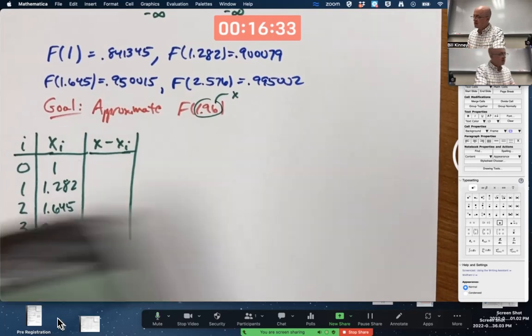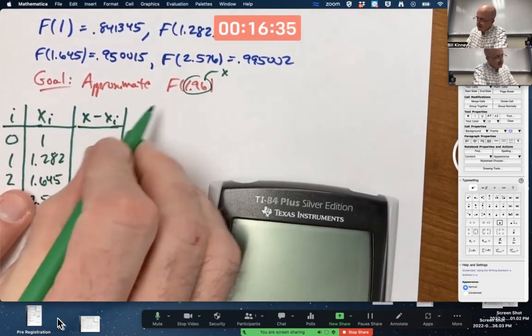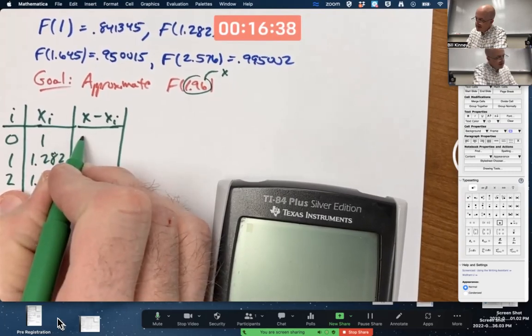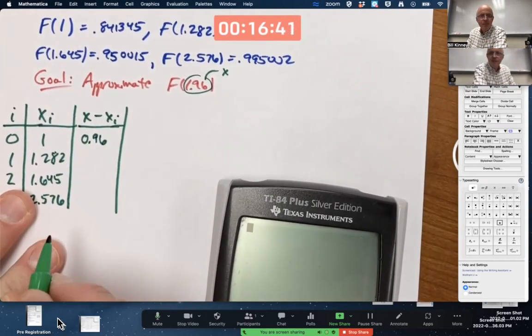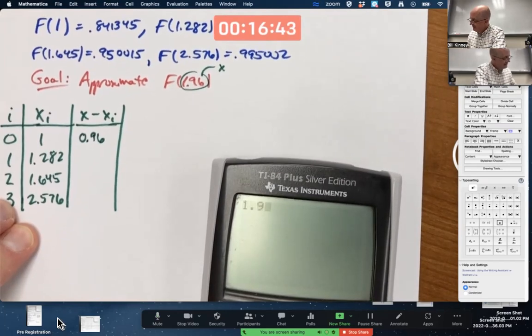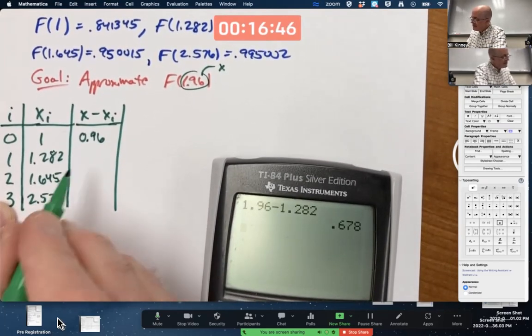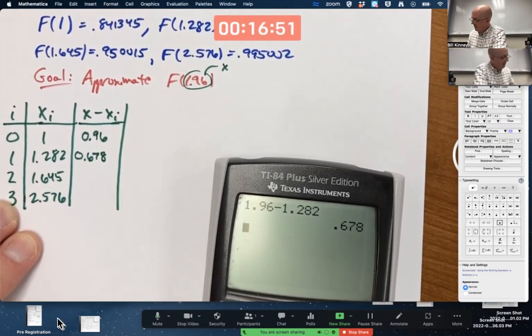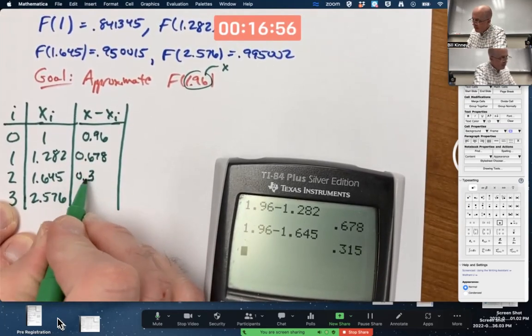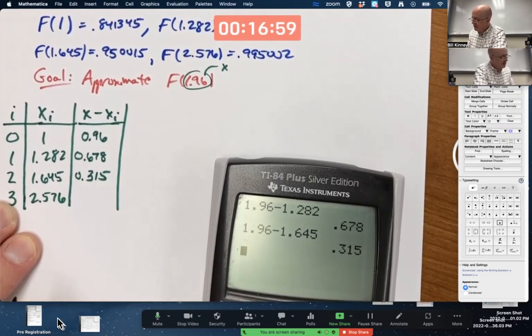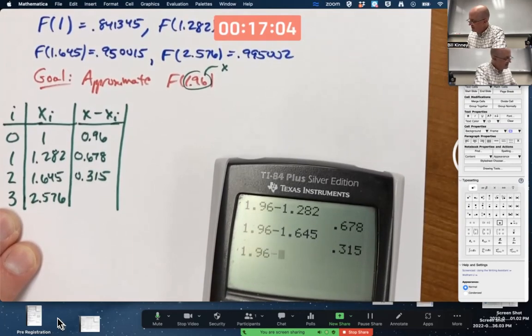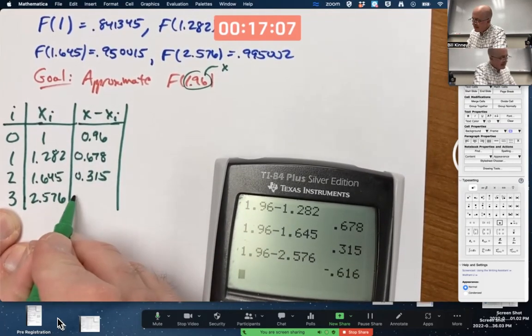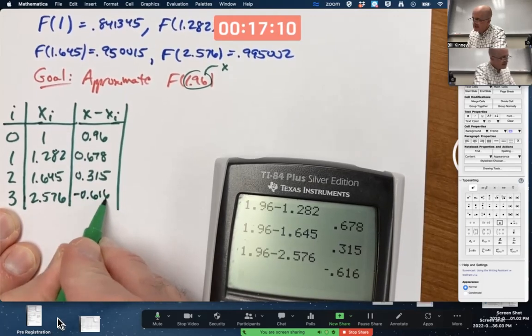So we'll go ahead and start using the calculator now. Well, we don't really need to for this. 1.96 minus 1 is 0.96. 1.96 minus 1.282 is 0.678. 1.96 minus 1.645 is 0.315. Putting the zeros in front, I won't bother with that in the future after this next one. 1.96 minus 2.576 is negative 0.616.